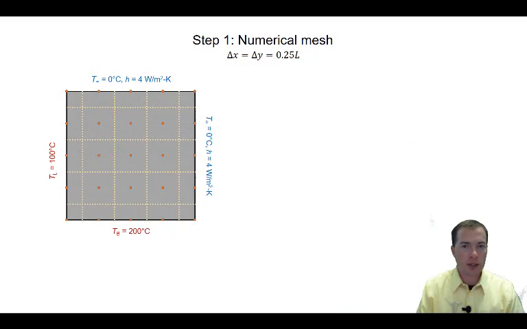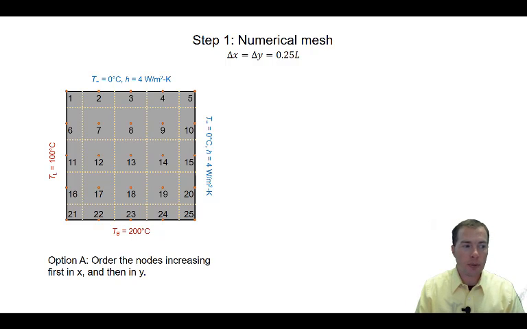The first step is to define a numerical mesh. We were tasked with using the finite volume method using a grid spacing of 0.25 meters. When we use a grid spacing of 0.25 meters, we end up with 5 nodes in one direction and 5 in the other, because there are 0.25, 0.25, 0.25, 0.25 meters between each node, and the side length of the square was 1 meter. We thus have 25 nodes in our numerical mesh. It is 5 by 5.